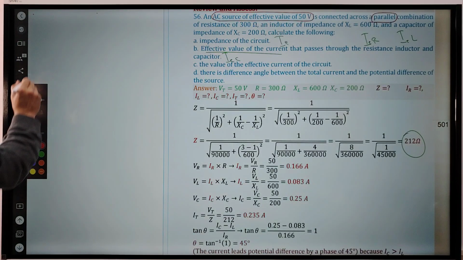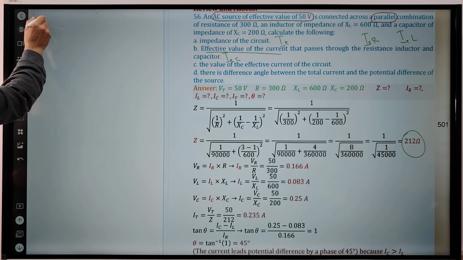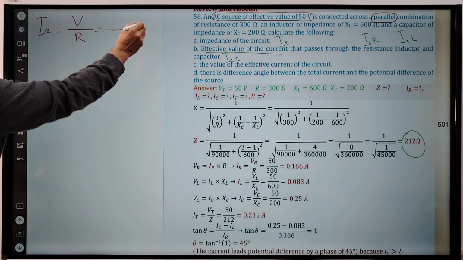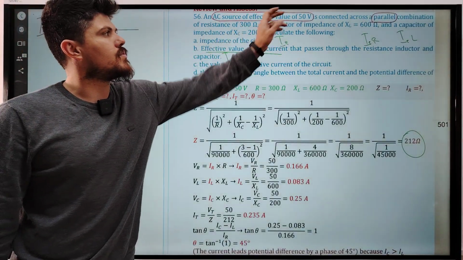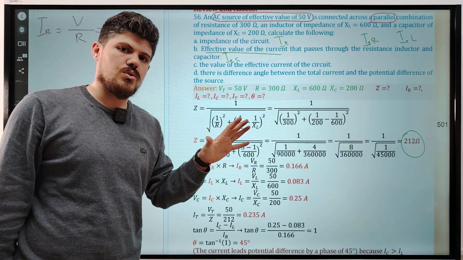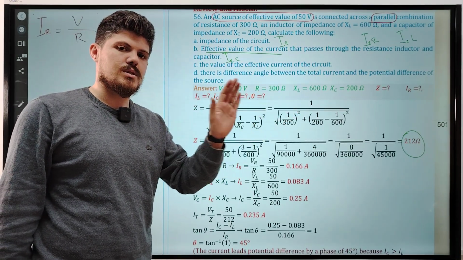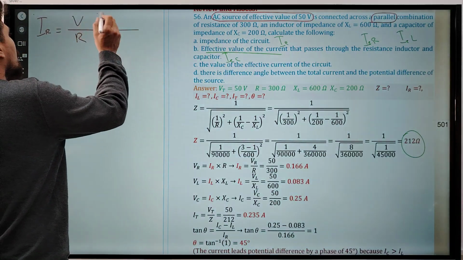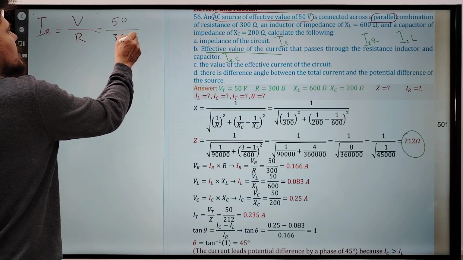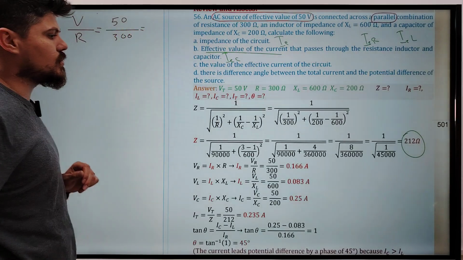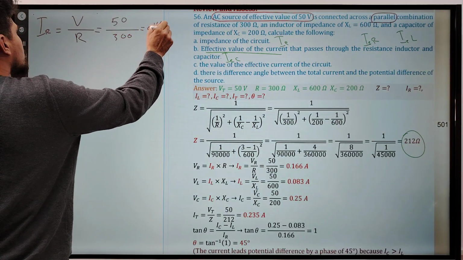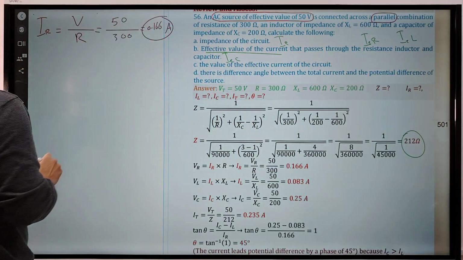So, okay, it is very easy. First, you have to write down the equation of IR. According to Ohm's law, IR is equal to V over R. Do we have the value of V? Yes, it was given, 50 volts. Because in parallel connection, the potential difference across the source, inductance, capacitance, and resistance are equal. V across the resistance is also 50 volts, divided by 300, is equal to 0.166 ampere. This is the current across the resistance.